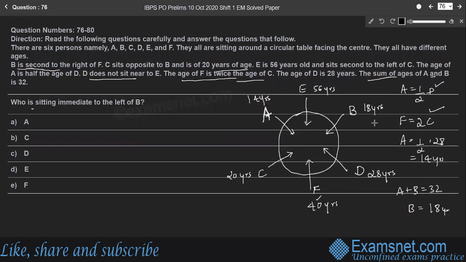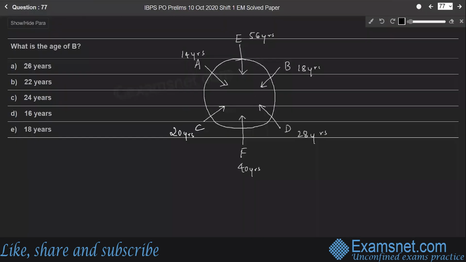Therefore, the question is, who is sitting immediate to the left of B? To the left of B means, since B is facing center, B's left is this direction. Therefore, D is sitting immediate to the left of B. Therefore, option C is the right answer. Question 77. What is the age of B? B is 18 years old. Therefore, option E is the right answer.